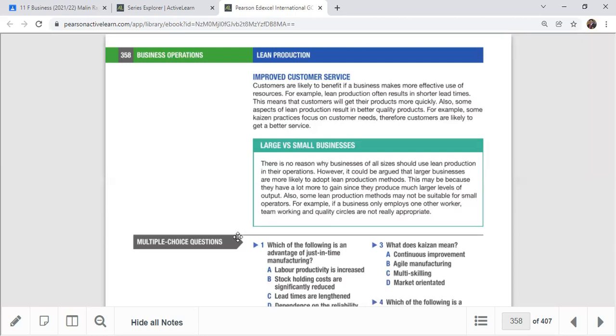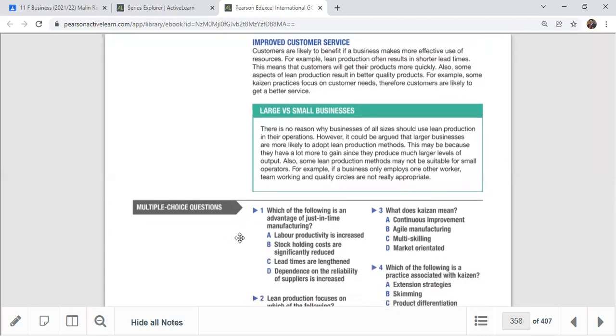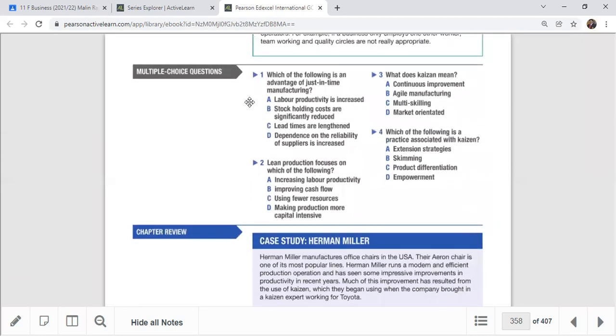Okay, let's go to MCQ questions. You can give your response as usual in the chat line. Which of the following is an advantage of just-in-time manufacturing? A, labor productivity increase. B, stock holding costs are significantly reduced. C, lead times are lengthened. D, dependence on the reliability of suppliers is increased. Just-in-time advantage.